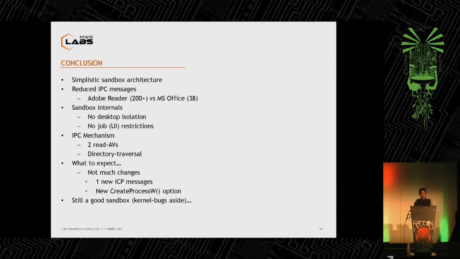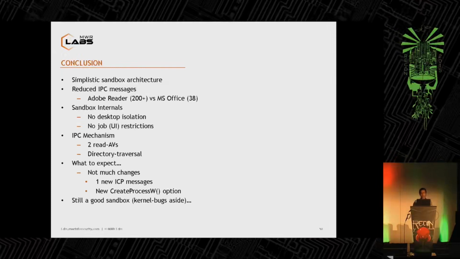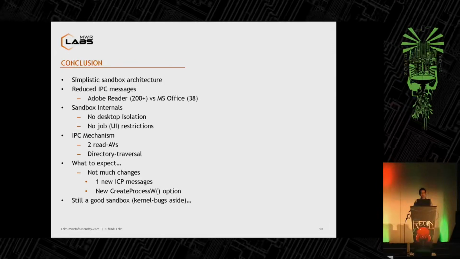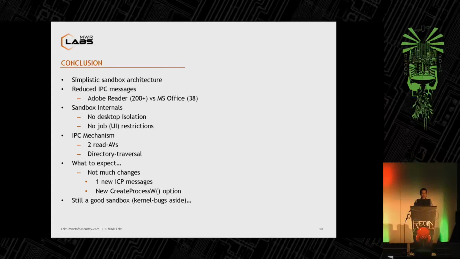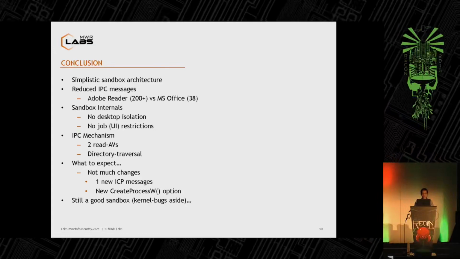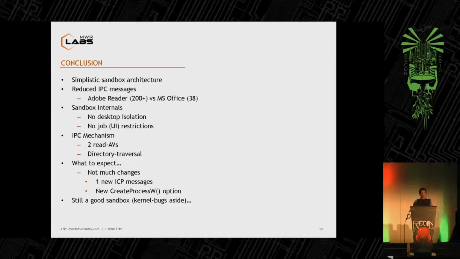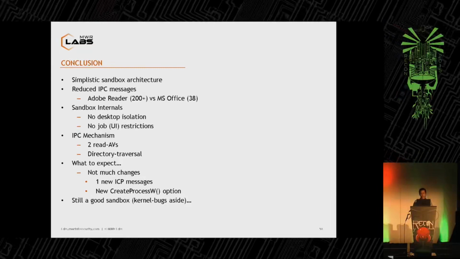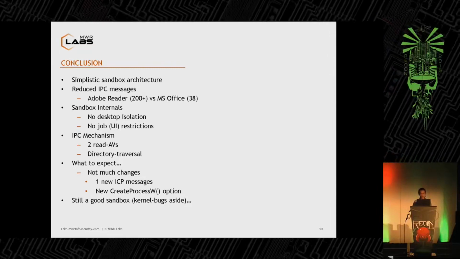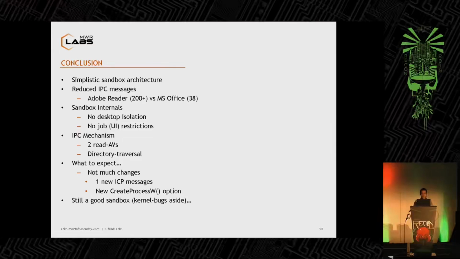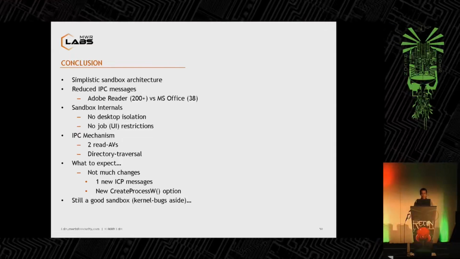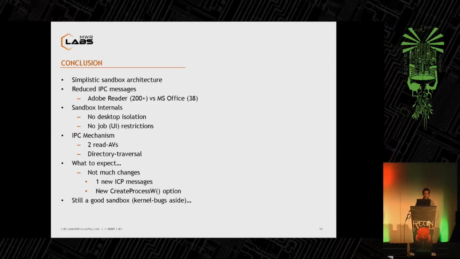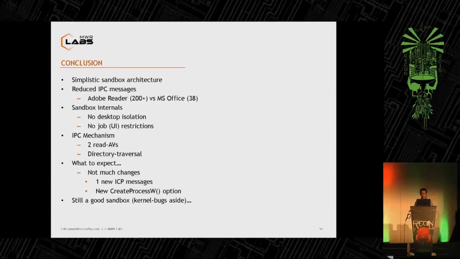So in conclusion, the Protected View Sandbox does not aim to offer full functionalities of the original application. Therefore, it can do away with the intersection and elevation policy components to implement a very simple model. This approach also means that the number of supporting IPC requests are greatly reduced. And as a comparison, the Adobe Reader has about 200 plus IPC messages compared to the 38 in Protected View. Even so, like with all software, some issues are still found. For example, the desktop isolation and the job UI restrictions are not applied by default. And this has been present since the IEPM.